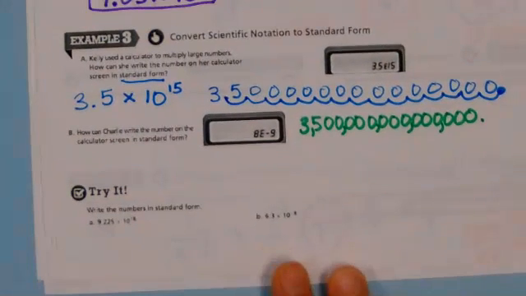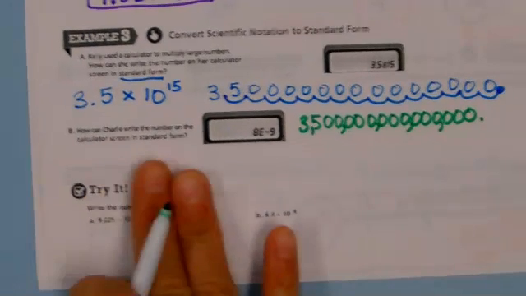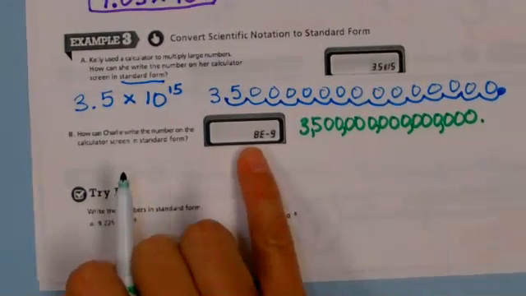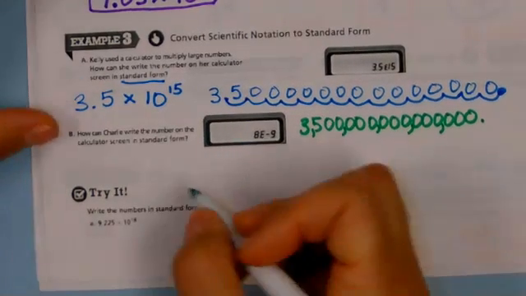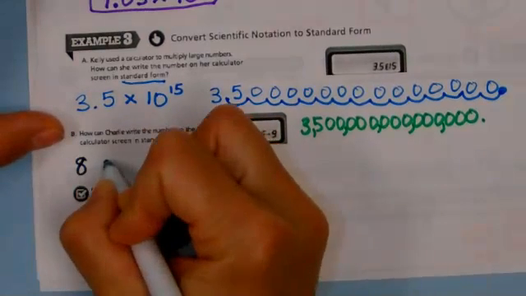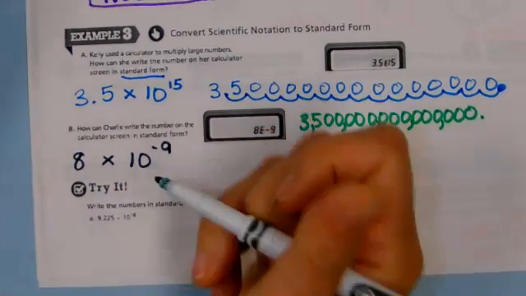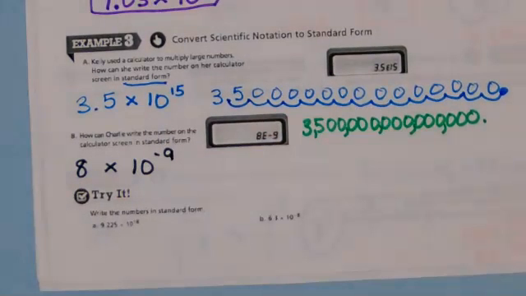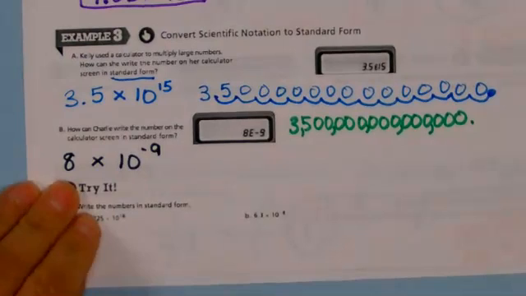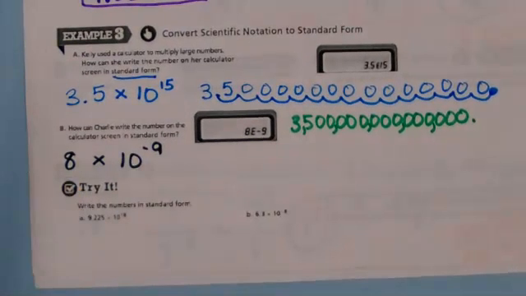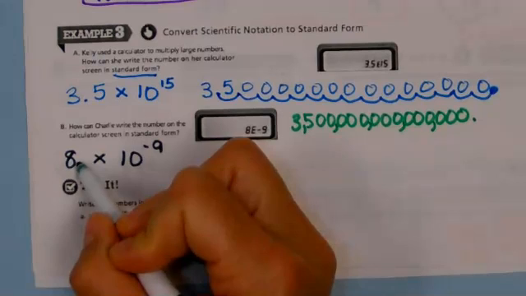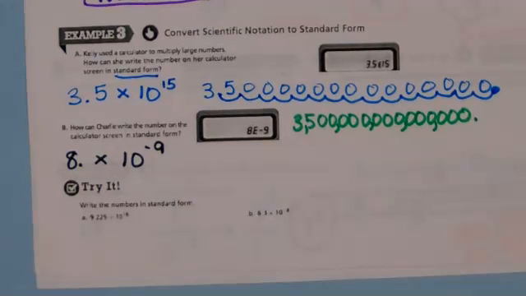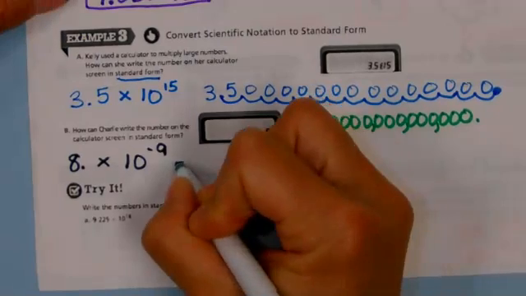Okay, let's do part B. How can Charlie write the number on his calculator screen in standard form? So his says 8e negative 9. And so again, that means scientific notation. So what that really means is 8 times 10 to the negative 9 power. Okay, so this is a little bit different. Notice there's no decimal point here on this 8. Something that we learn in early math is that if there is no decimal point, it's automatically assumed that it's at the end right here. That's like 8.0, right? And so when I do my answer, I get to start with 8.0.